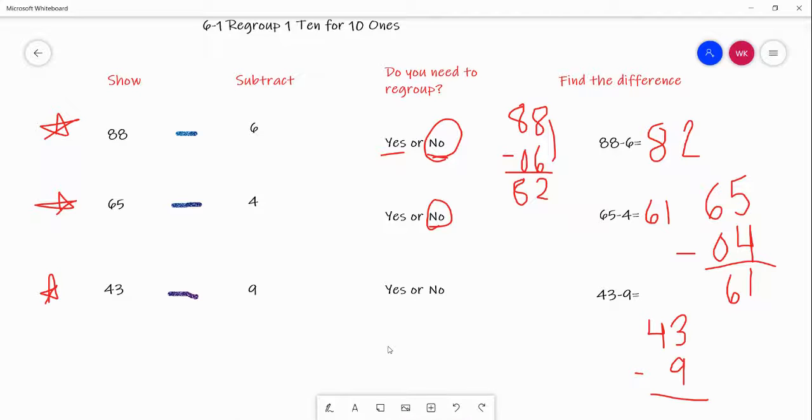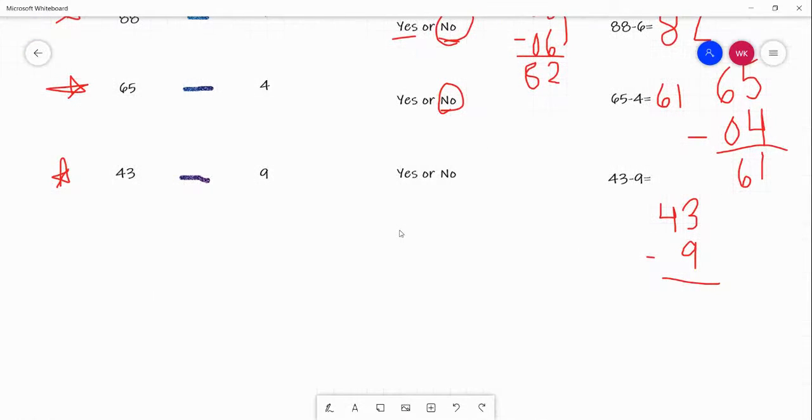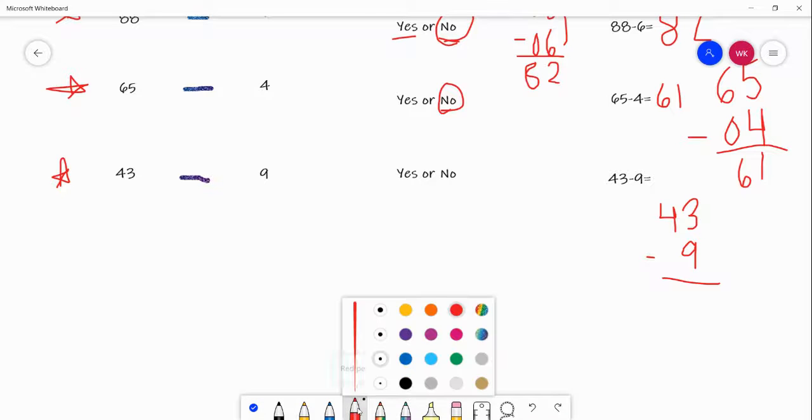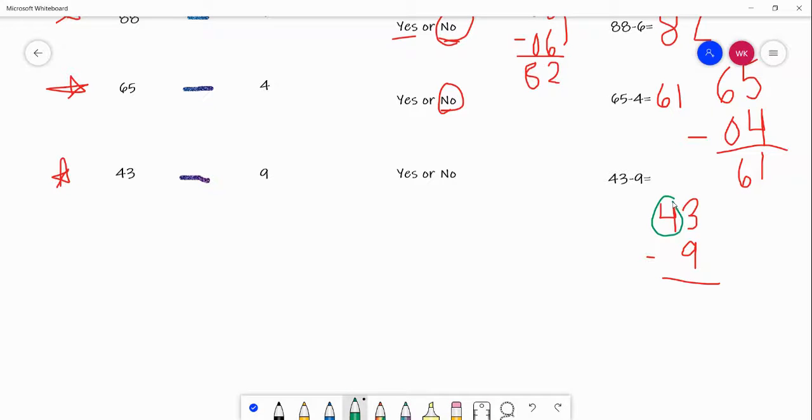Is 3 a bigger number than 9? The answer is no, right? Because 9 is the bigger number. So we know we're going to have to regroup on this problem because 3 is not a bigger number than 9. So we are going to go to our next door neighbor, the 4. We're going to be like, can we have a 10? And so they're going to say, yep. And you have to cross out your 4 and make it a 3 because you're taking 1 from the 4 and you're giving it to your 3.